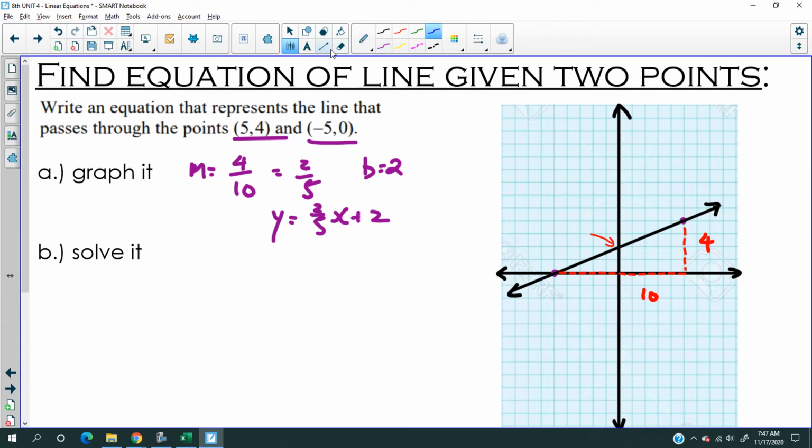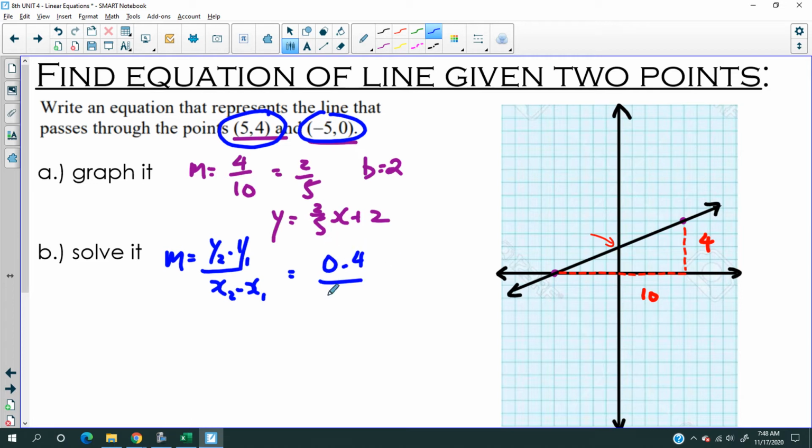So here's the second way of doing it, as you can probably tell. You can solve it, meaning you calculate the slope using these 2 points. Watch this. This is the main lesson for today. So we find the slope. I'll just do y2 minus y1. So 0 minus 4, and then -5 minus 5. -4 over -10, yeah, that's 2/5.